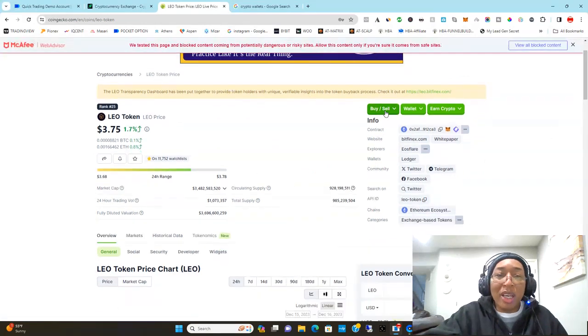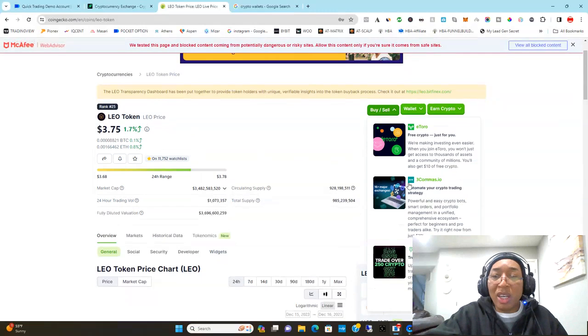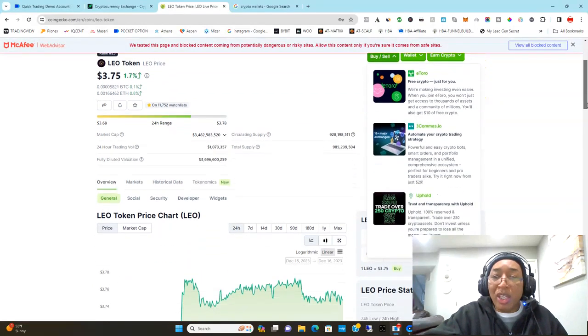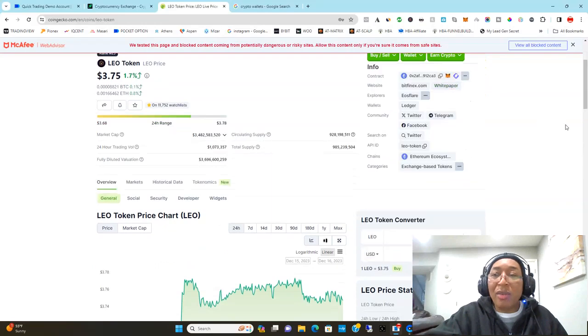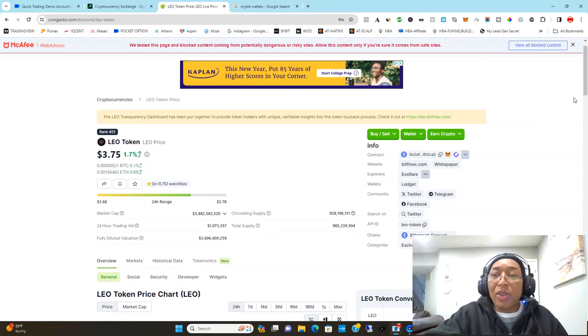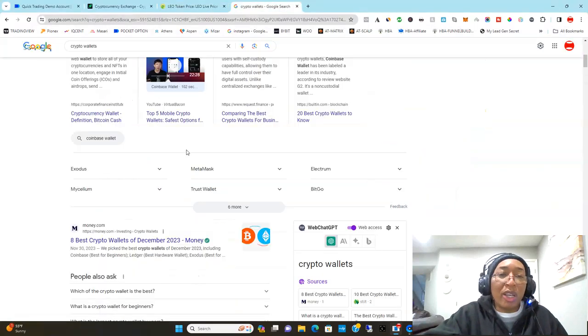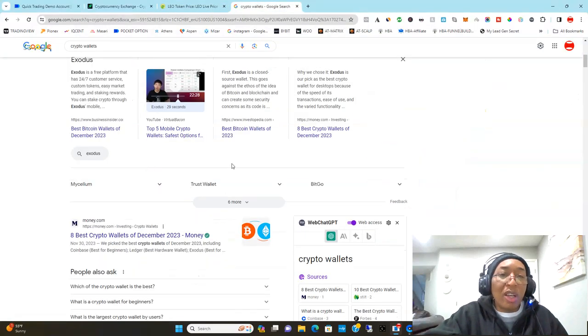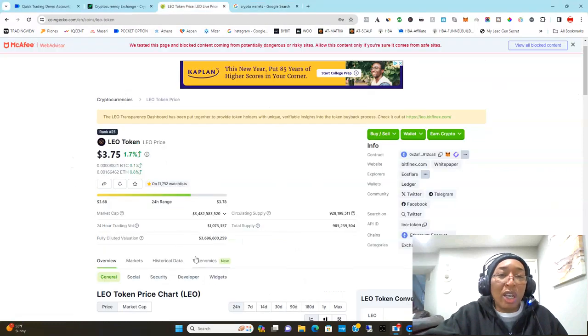It says buy and sell. If you go to CoinGecko, you see Leo token is going up. You are interested, you purchased it, and it shows you where to purchase it. So you purchased it. Now you have it in your wallet. So let's say your wallet is MetaMask, or Exodus. So you have your Leo token in Exodus.